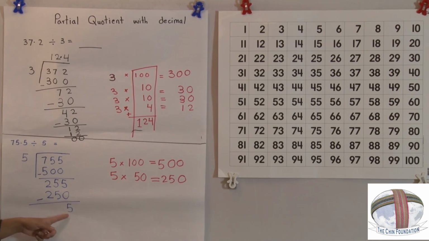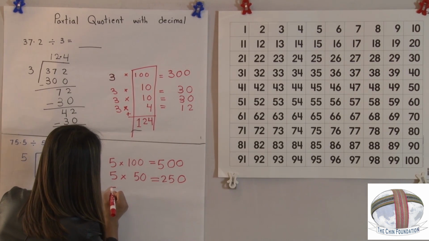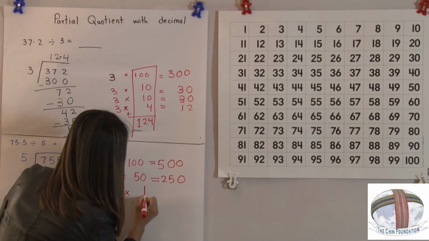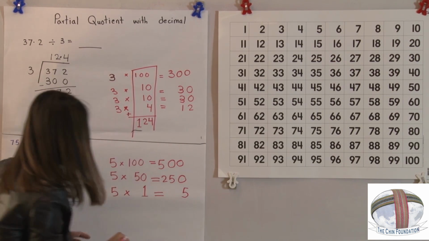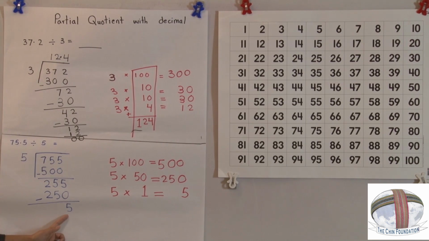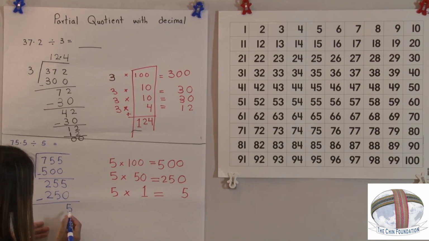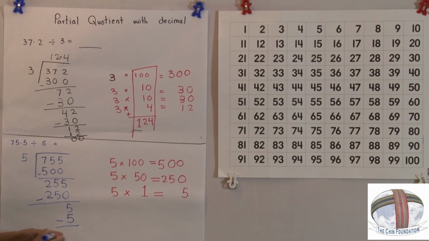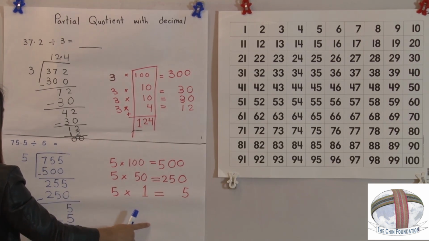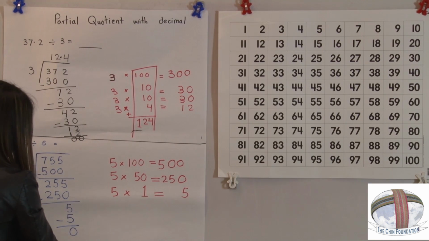So 5 times 1. Oh, this is easy. 5 times 1 equals 5. Okay, we need to put this 5 over here. Okay, let's minus. 5 minus 5 is 0. So the boss is bigger. The staff is just 0, so we're good. Are we done? Let's check. We haven't added yet.